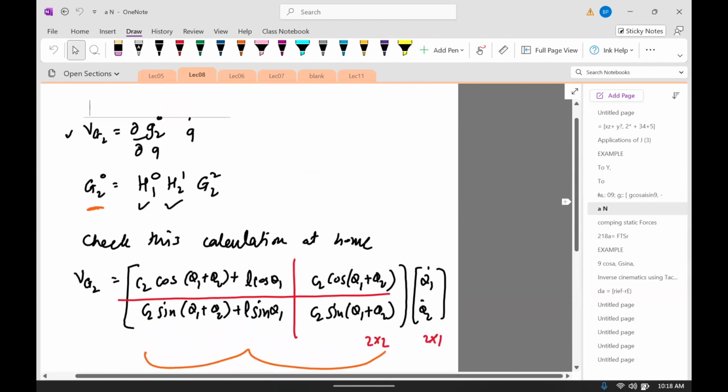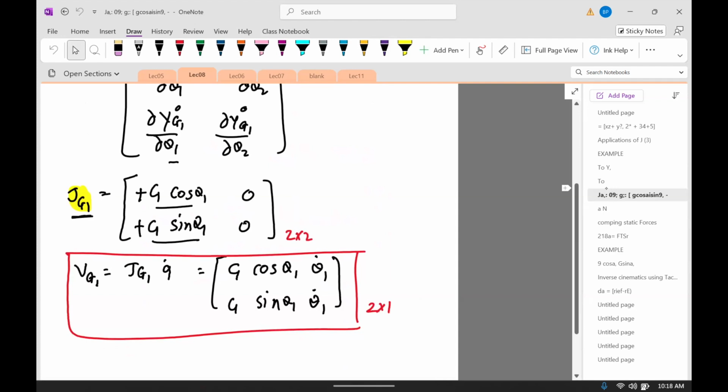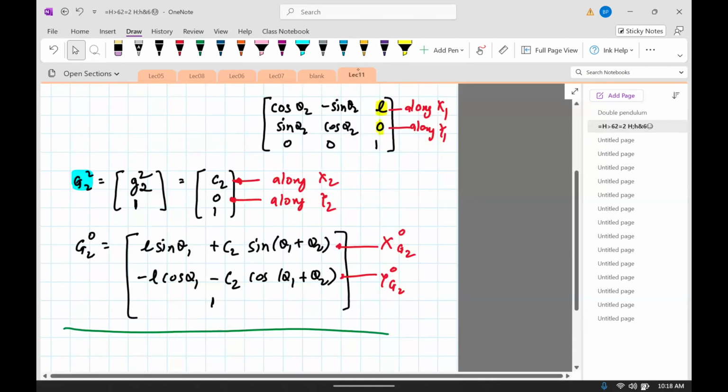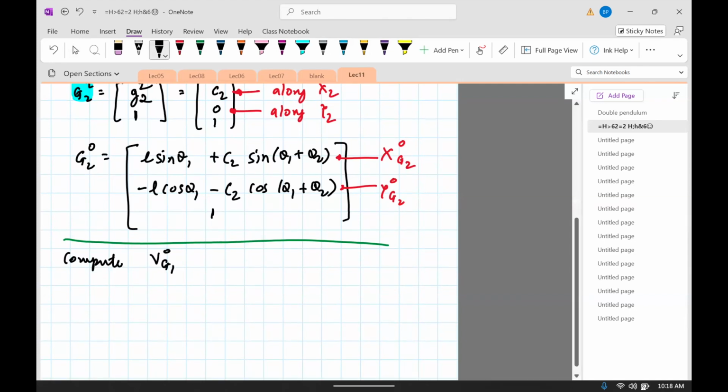Velocity of g2 was from the Jacobian, and velocity of g1 here was from the Jacobian. Okay, that's one way of doing it. So you can use the Jacobian to do it. There's another way to do it, which may sometimes be simpler than this one. So I'll show you this other way. Compute VG10, VG20.